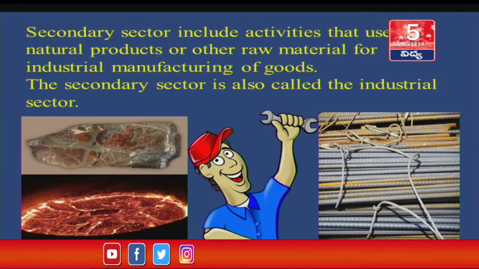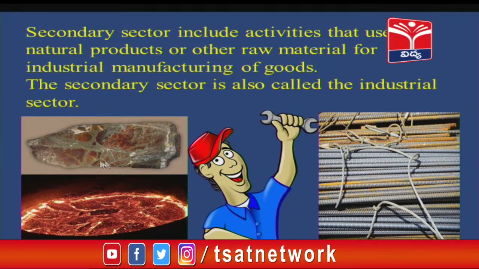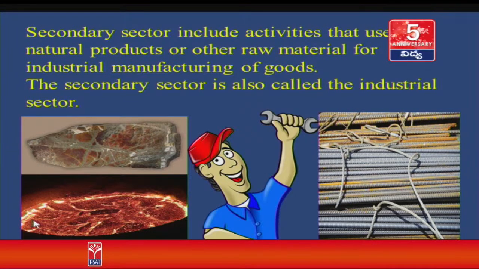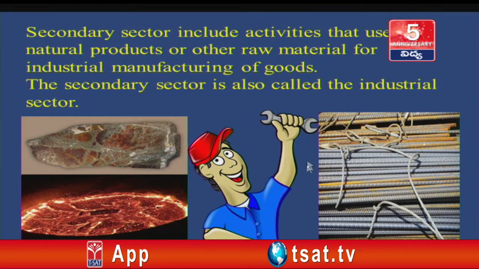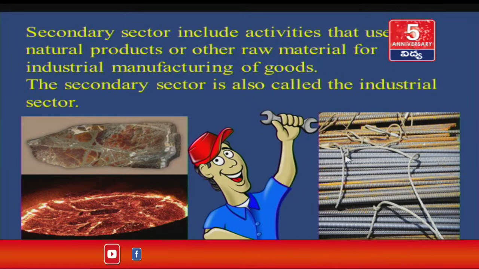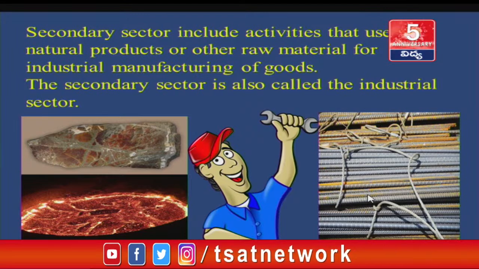You can see here the iron ore is taken, smelting takes place, and with the help of human resources we can see the manufacturing of the iron bar. In this way, the secondary sector produces items from the raw materials.